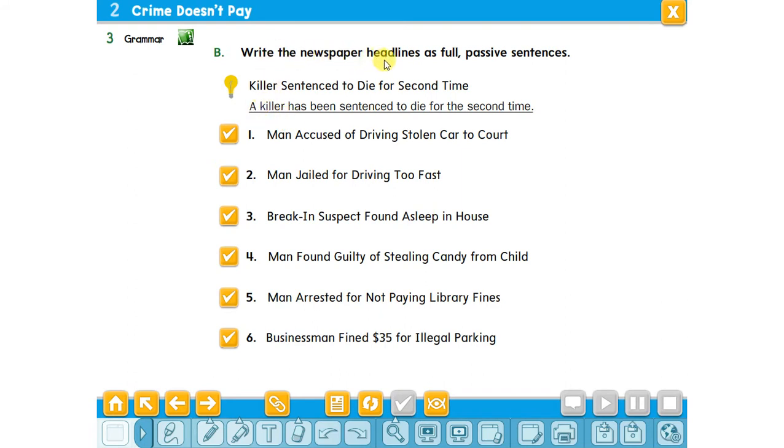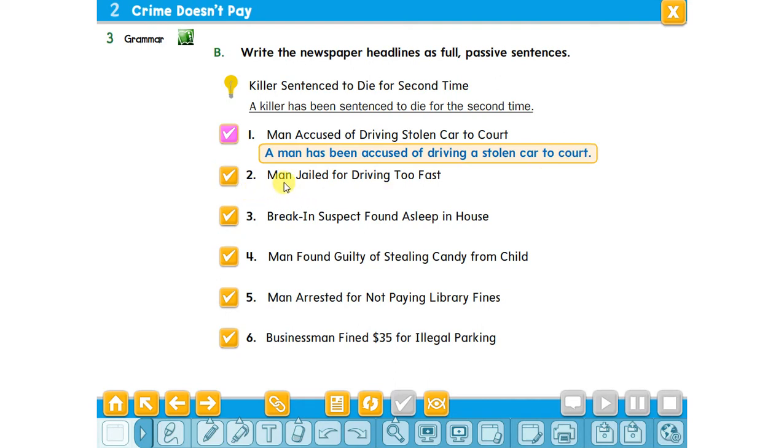شو write a newspaper headline as a full passive sentence. برضه بدي احط هون passive. ها killer sentenced to die. هون شو بدها تصير؟ Man accused of driving stolen car to court. Killer sentenced to die for second time. A killer has been sentenced to die. هون شو بدها تصير هون؟ Man has been accused of driving، بس بحول الفعل لانه already هذا مفعول به اصلا. هون بدها تصير has been accused of driving.